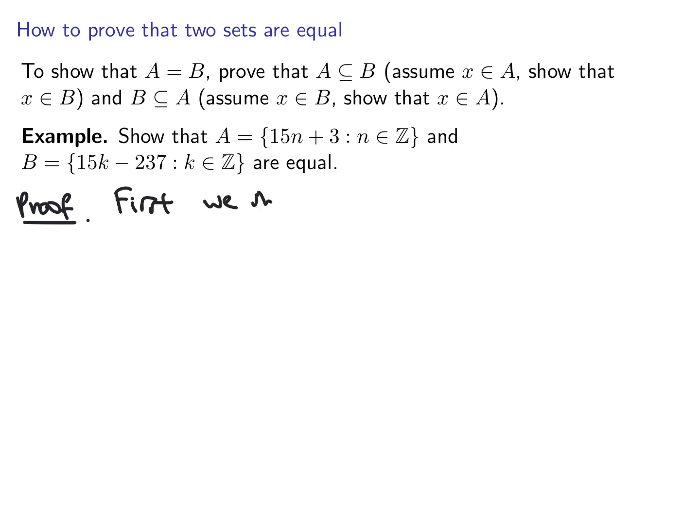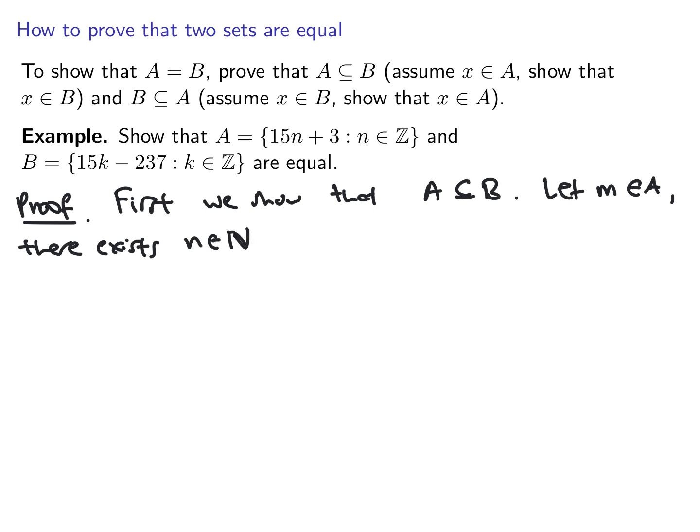First, we show that A is contained in B. Okay, let's pick a letter, m, be in A, right? So there exists, to be a member of A, there must be an n, an integer, such that that member of A is equal to 15n plus 3. Okay, so that's what it means for m to be in A.